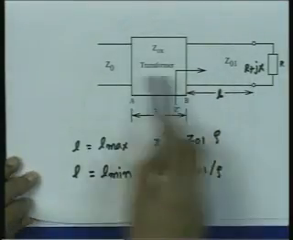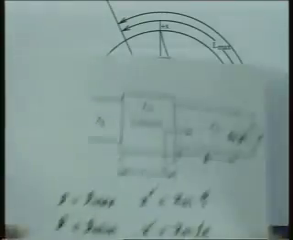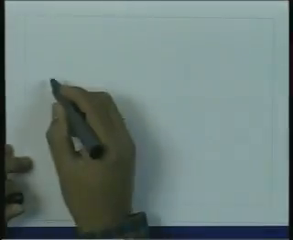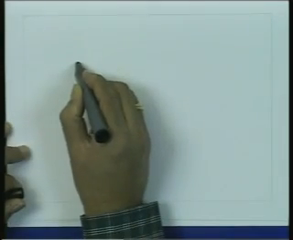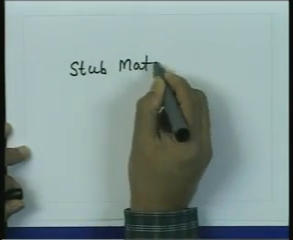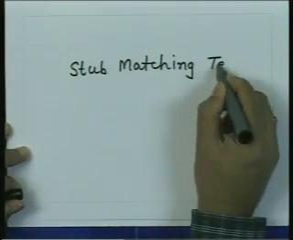So the next option which we now look for is, can I use the standard transmission lines which are available, and making use of those transmission lines, can I match a complex impedance to the real impedance? And this approach is what is called the stub matching technique.